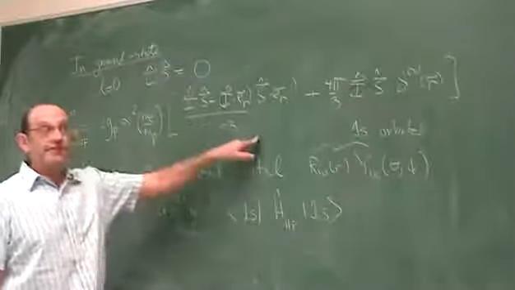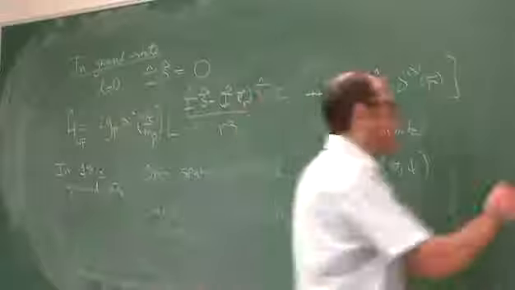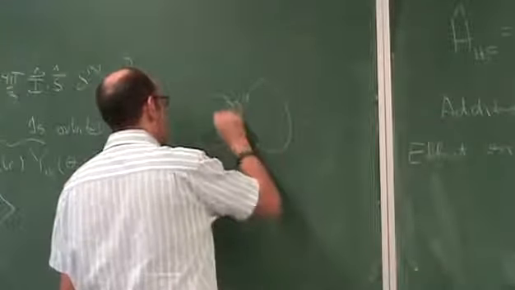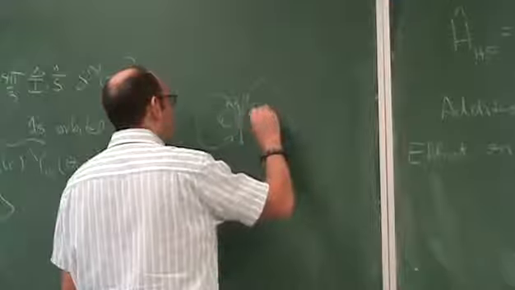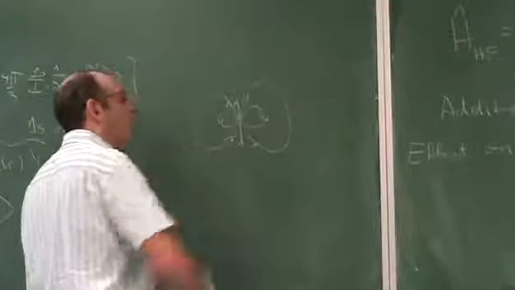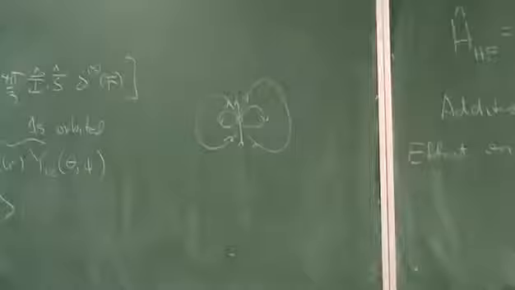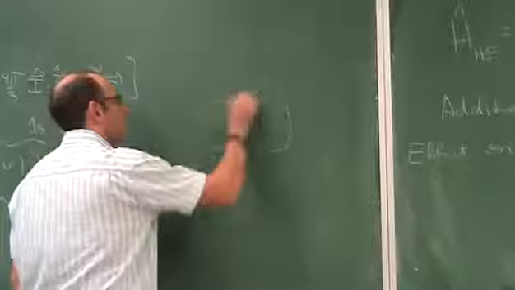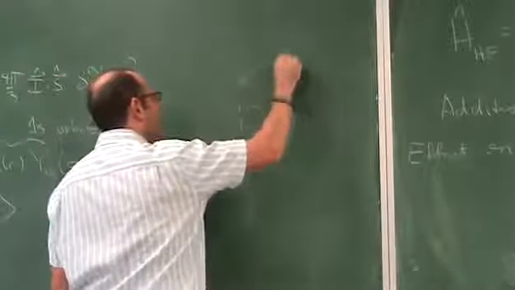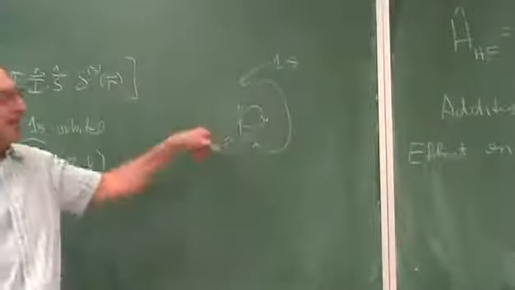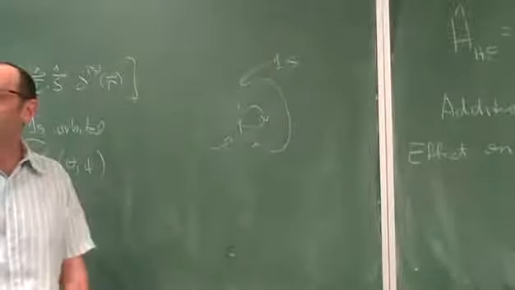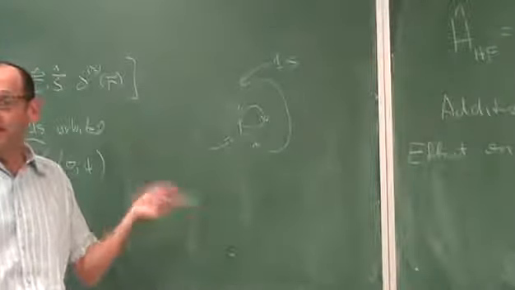Now this is why I said I shouldn't have erased that picture. We had the magnetic field associated with the proton spin outside the nucleus was this dipolar pattern. And if I average this over the 1s orbital, I'm averaging something that's a dipolar pattern over a sphere. That average is zero.